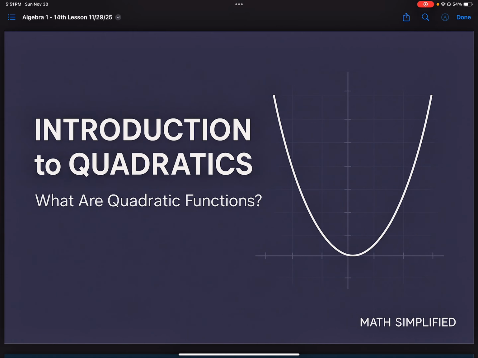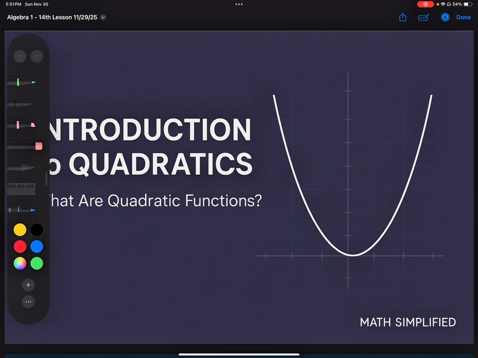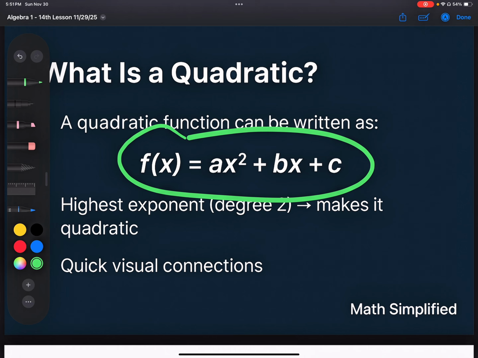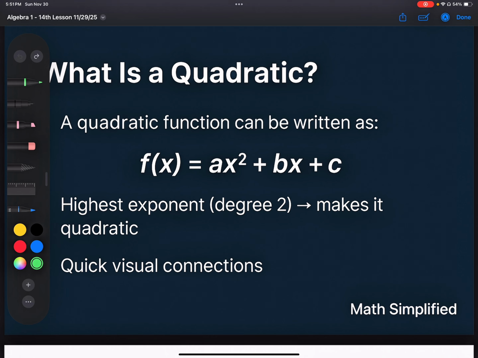Today we'll be doing an introduction to quadratics, okay? So what are quadratic functions? What is a quadratic? A quadratic function can be written as f of x equals ax squared plus bx plus c. The highest exponent in a quadratic is a degree of 2. That's what makes it a quadratic, okay? So this exponent right over here.